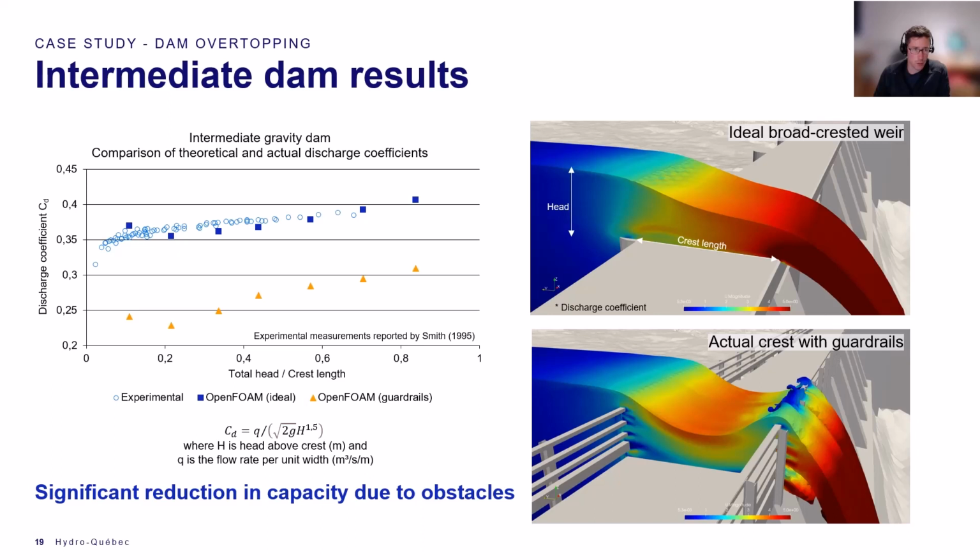The coefficient of discharge of those kinds of spillways is usually around 0.4, as can be shown in the figure. Experimental data from Smith 1995 show that the discharge coefficient for that dam would be around 0.37. And the OpenFOAM simulation without the guardrails is in agreement as well, with discharge coefficients that are very similar.